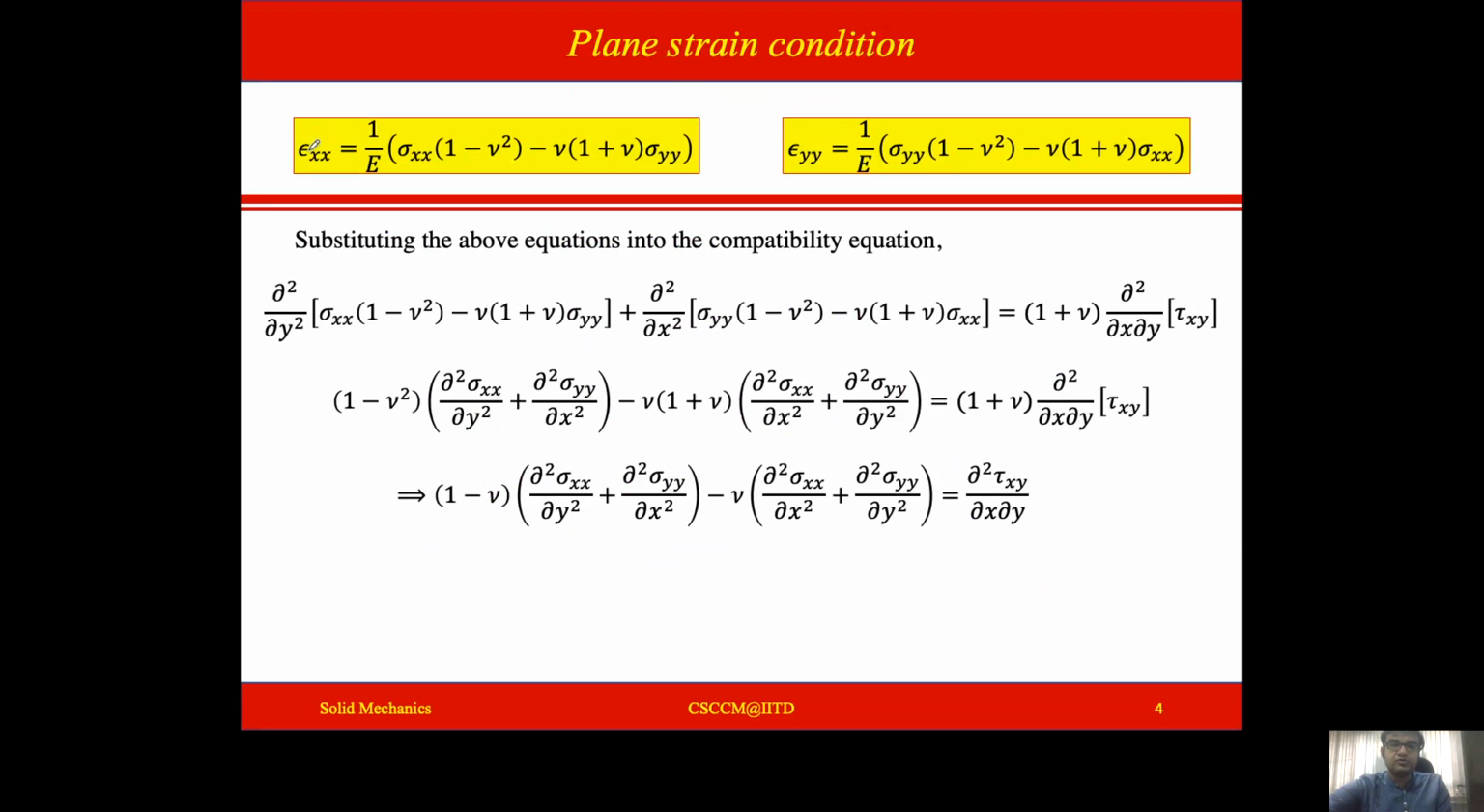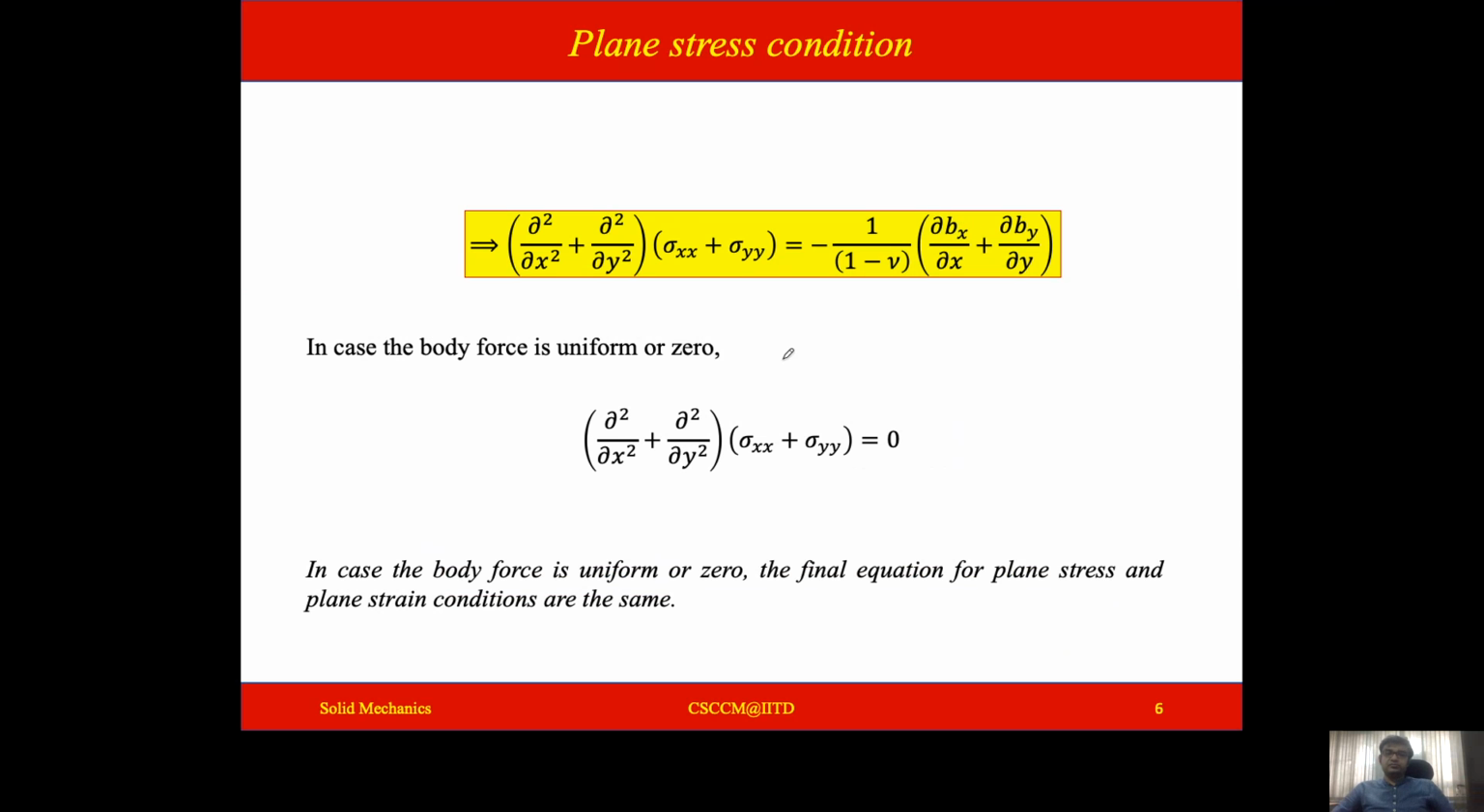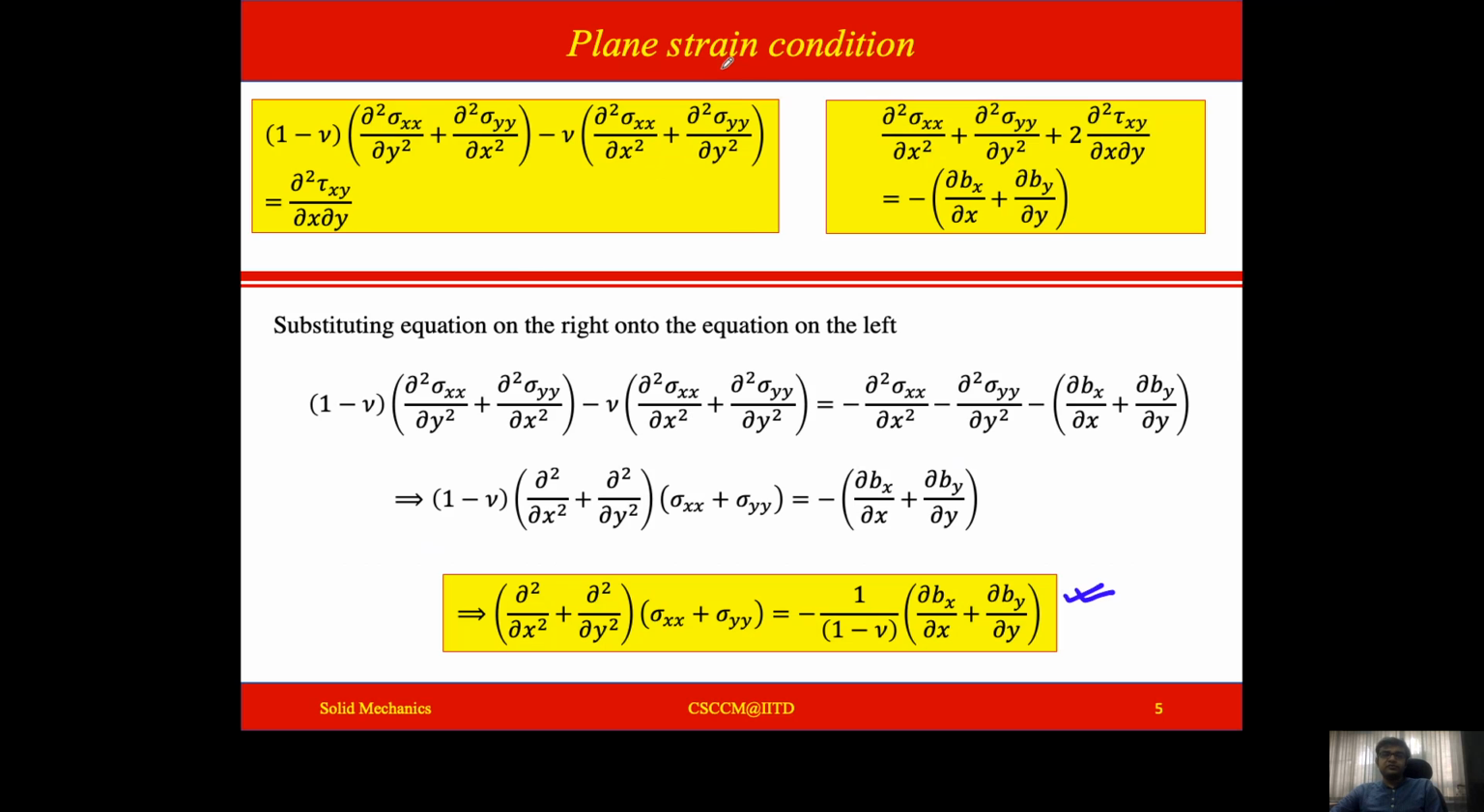So let us see what we did. So all these derivations we have done, and this is the final result that we got. And then this was the conclusion that we draw just now. So in case body force is uniform or 0, the final equation for plane stress and plane strain conditions are the same. So I will stop here. So this is it for plane strain. Okay, this is wrong. This should be plane strain actually. So this should be strain. Let me check what is there. So this is correct. This is only wrong.